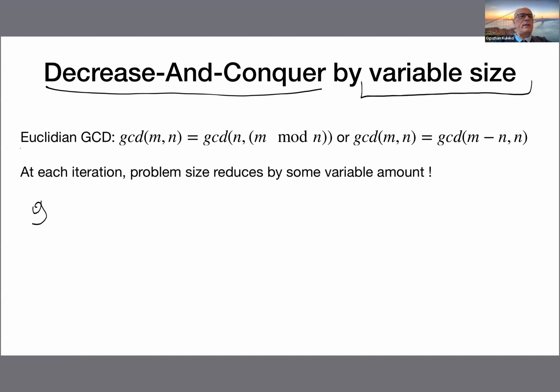Let's remember the Euclidean greatest common divisor, right? You can do it in this way, or there is another version which runs with subtractions. Both are fine, and both are good examples of variable size.